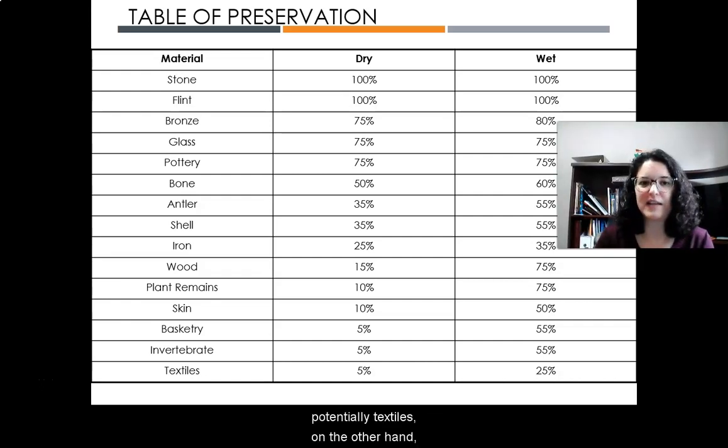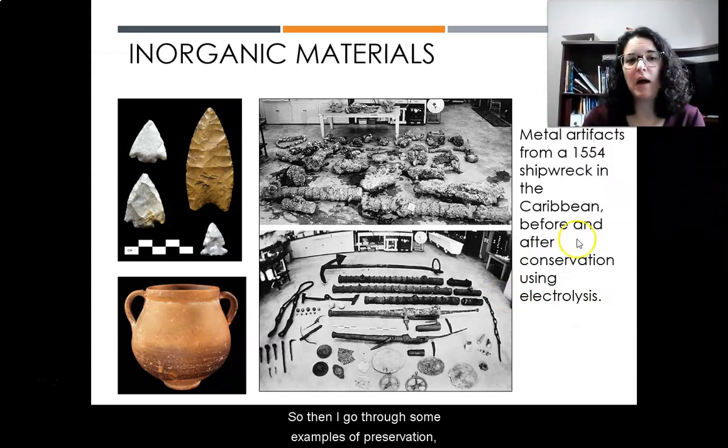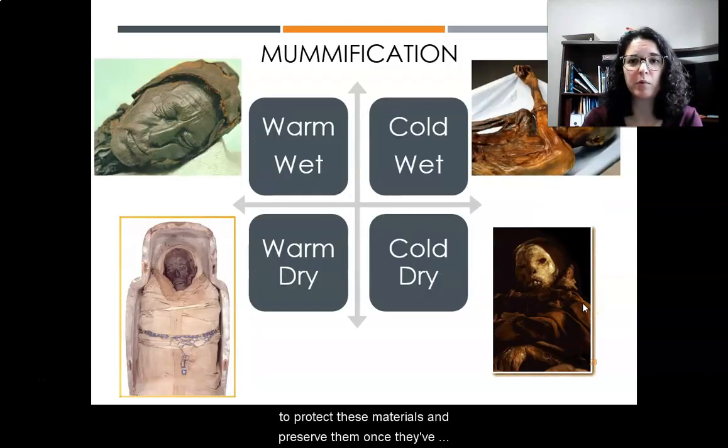Textiles, on the other hand, organic materials, they don't preserve as well. They require very specific environmental conditions, right? They need to be either really cold, really dry, really wet, really hot. So all of these different factors influence what we find in archaeological sites. And so then I go through some examples of preservation, of some of the conservation steps that can be undertaken to protect these materials and preserve them once they've been removed.